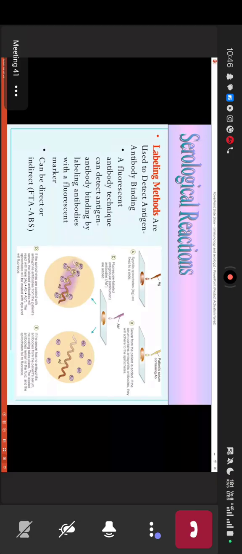Now in option C, this is your labeled antibody, which is the labeling method. This is your secondary antibody. This antibody is a fluorescence-labeled anti-human antibody, which is added to that. Now, if the reaction occurs, that means antigen and antibody combine with each other, it will adhere to that complex and form a light or a colored mechanism, right?